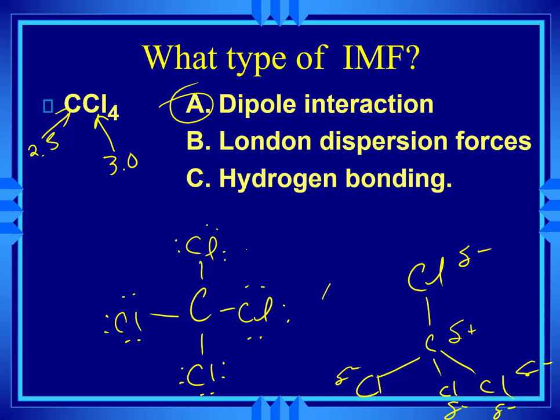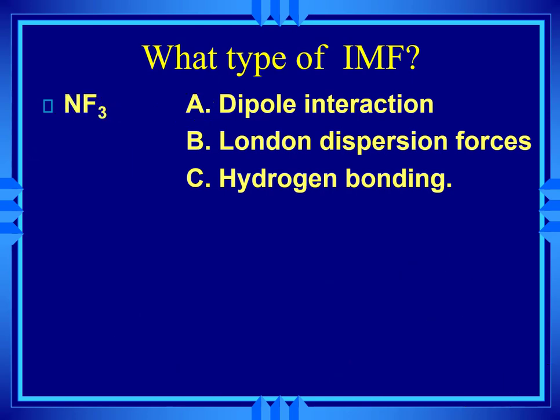Okay, so that gives you a better idea of how to do number 2 on the back. Here's a hint. You should circle London dispersion forces often. This is because it says circle all the intermolecular forces it could have. Right? NF3. N is 3.0, F is 4.0.